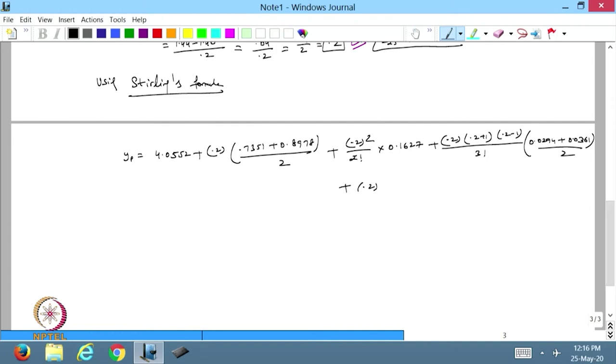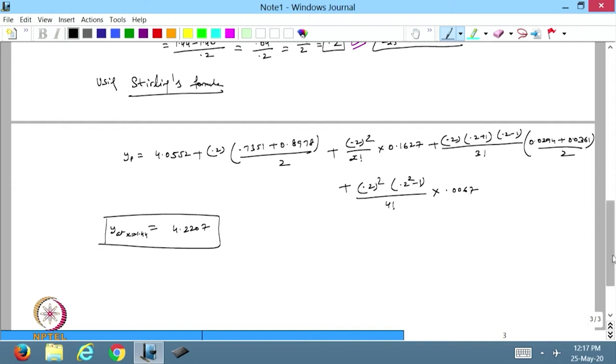0.2 square minus 1 by 4 factorial into the last value, that is 0.0067. So I will stop here and then calculate all these values. If my calculation is correct, then the value should be 4.2207. So this is the value of y at x equal to 1.44.